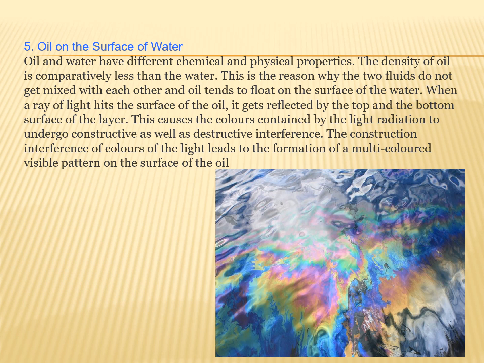When a ray of light hits the surface of oil, it gets reflected by the top and bottom surface of the layer, which causes constructive and destructive interference, and also the multicolored visible pattern on the surface of the oil.